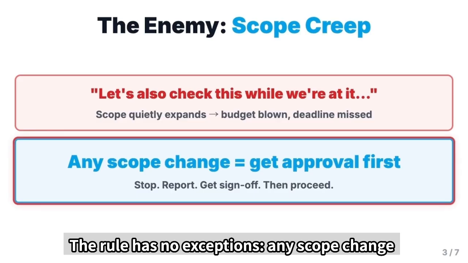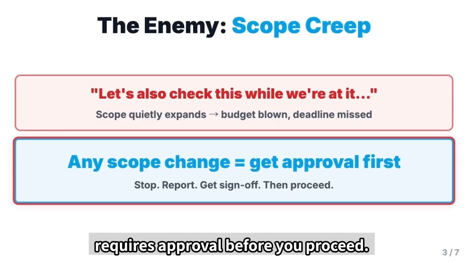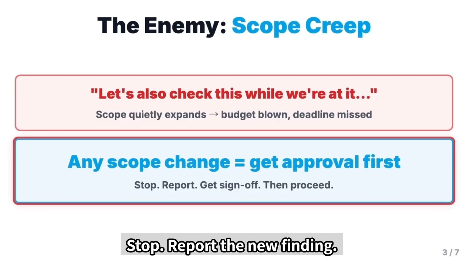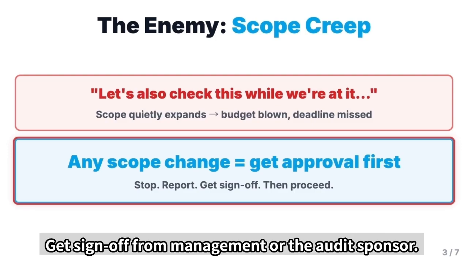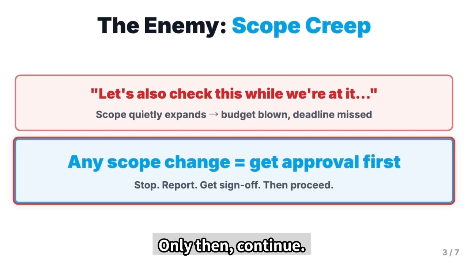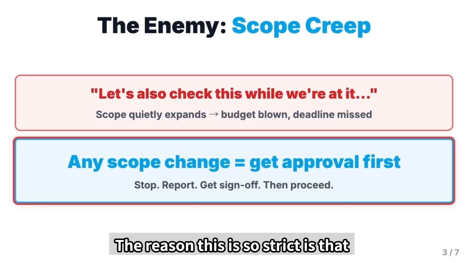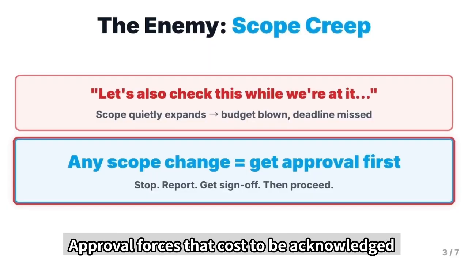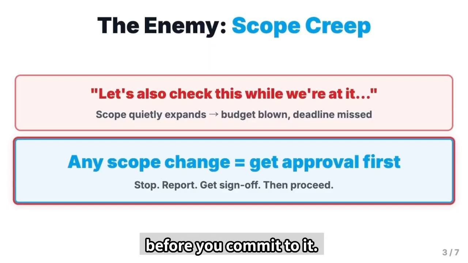The rule has no exceptions. Any scope change requires approval before you proceed. Stop. Report the new finding. Get sign-off from management or the audit sponsor. Only then continue. The reason this is so strict is that every scope expansion has a cost. Approval forces that cost to be acknowledged before you commit it.